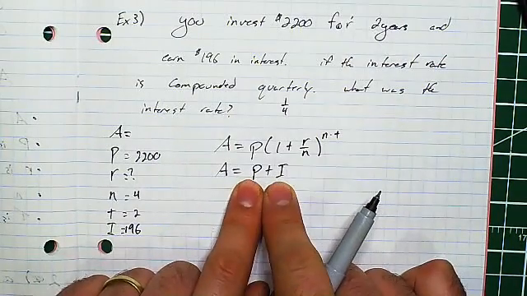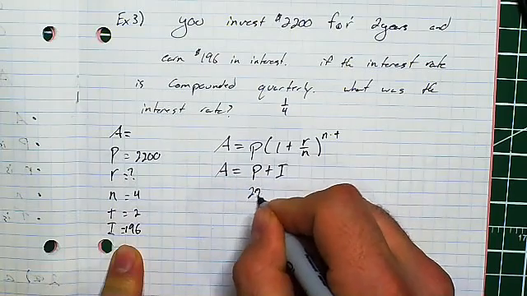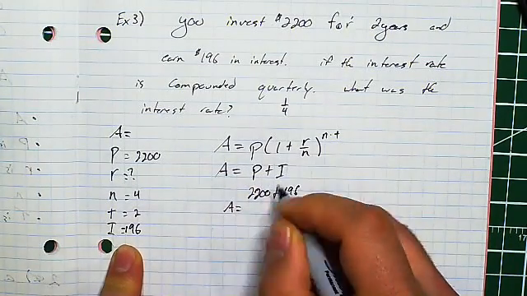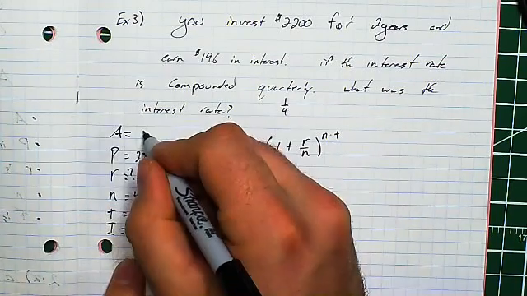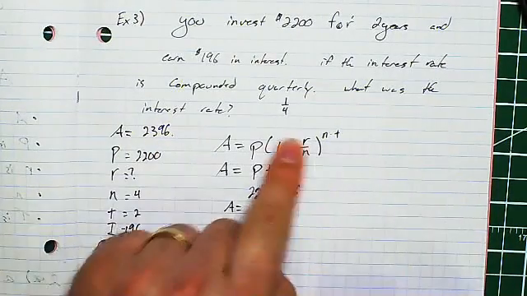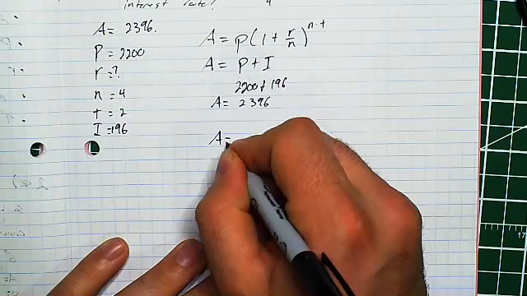The interest itself, we made $196 in interest. So to first solve for A, to fill into this formula here, we first figure out P plus I. Basically 2,200 plus 196. So we know that A is really 2,396. Now that we know that, we can use our first formula.